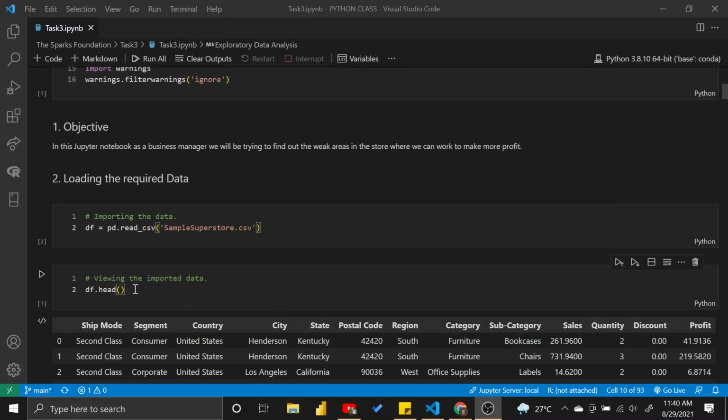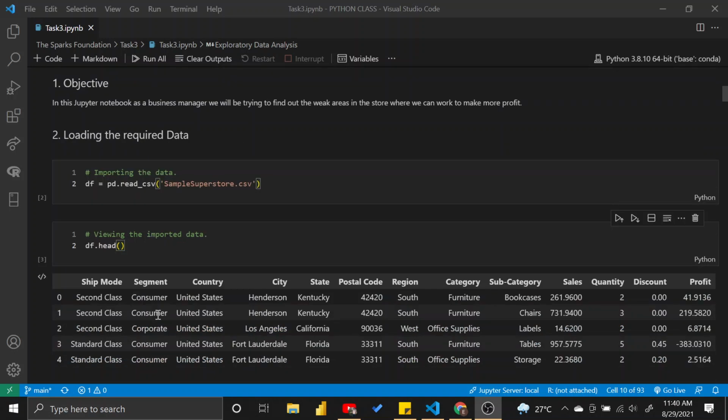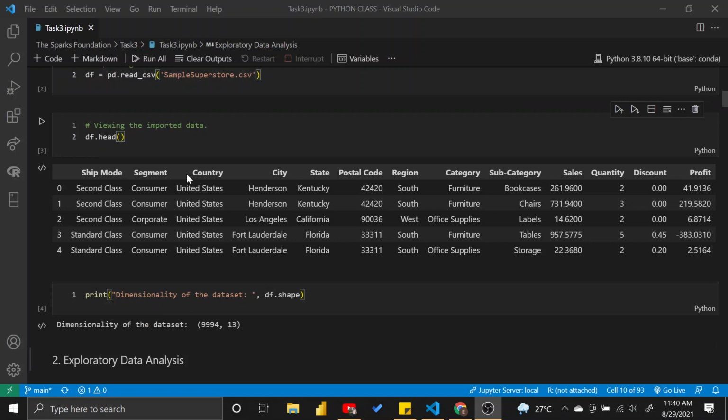Then what I've done is I've viewed the first 5 rows of my data set, and as you can see here, since I've gone through this data set, I know that country does not play a major role because it's all about US. So I think I can remove that one. That's not much importance for me.